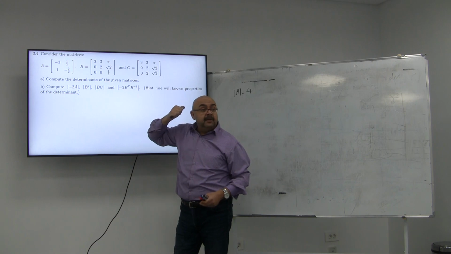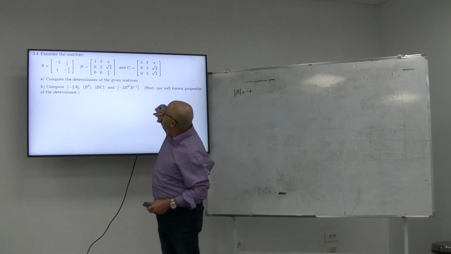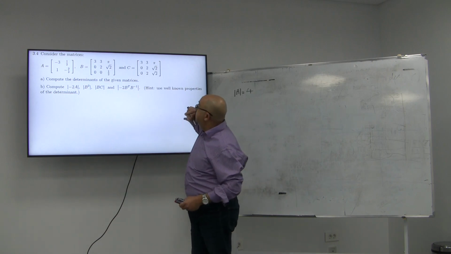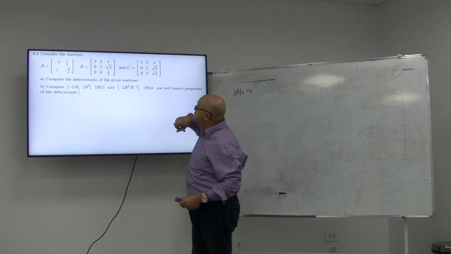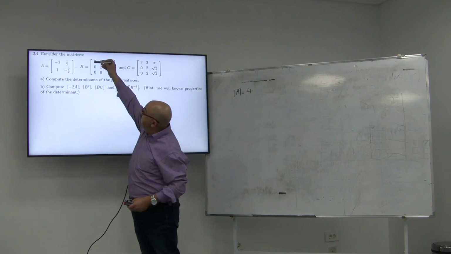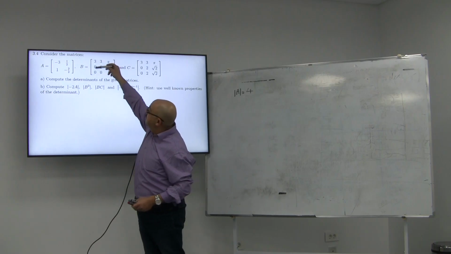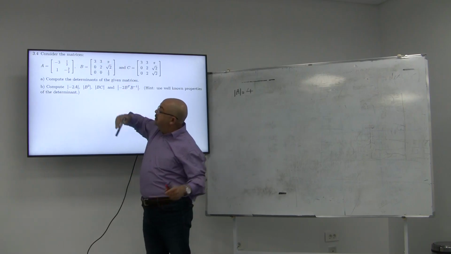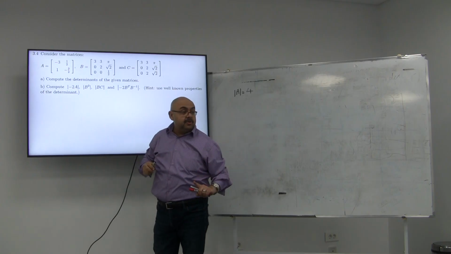We'll take the last row? Looks like we can expand for B using the first column. It could be the first column, the last column, or, as he said, the Sarrus rule.